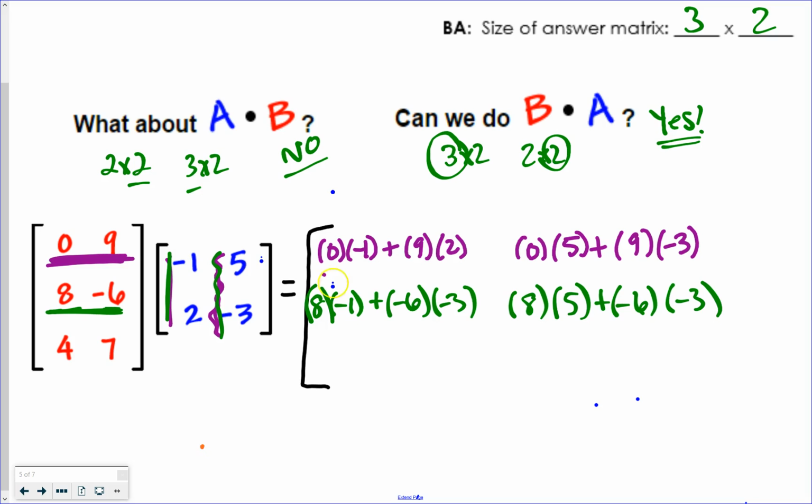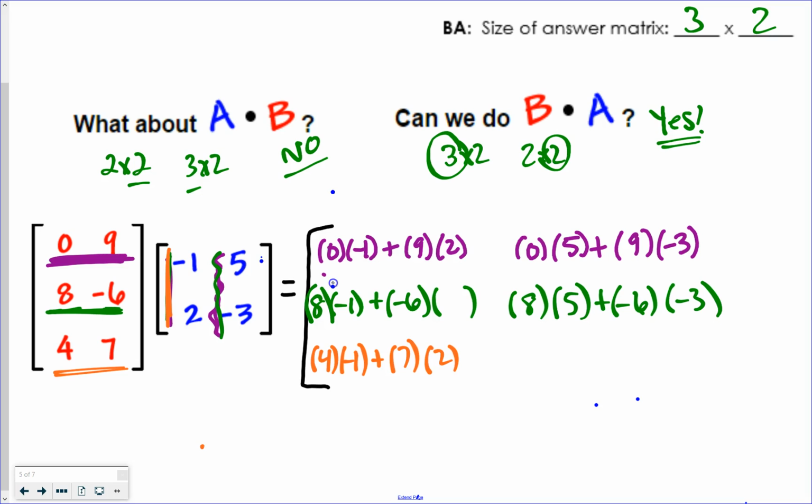All right, so now we're moving on to our third row. My third row is now 4 and 7. To get the first piece, I need my first column. So 4 gets paired with negative 1. And then 7 and 2. I messed up this one, didn't I?